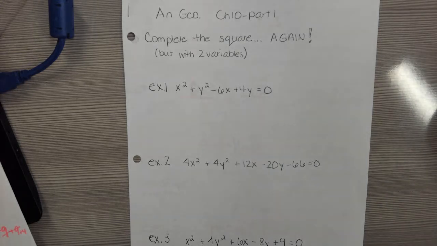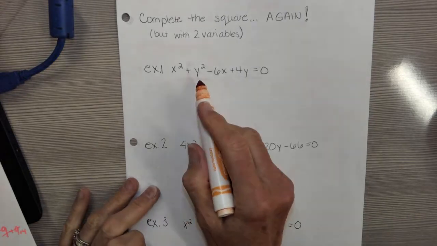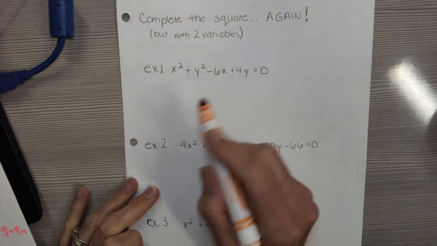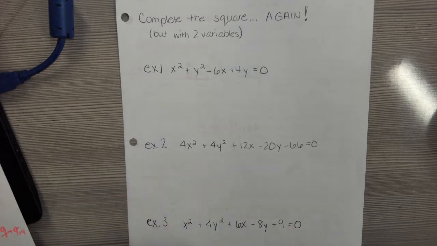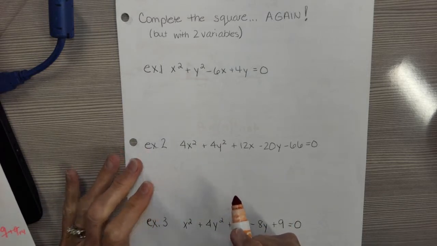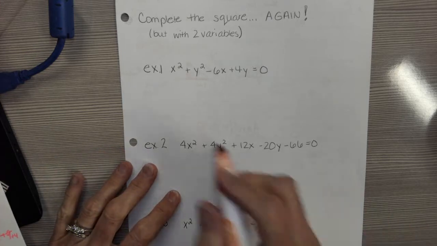So first example we're going to take a look at, these are in your notes packet. We have x squared plus y squared minus 6x plus 4y equals 0. And the very first thing we're going to do is rearrange our terms so that the x's are together, the y's are together, and then constants to the other side.